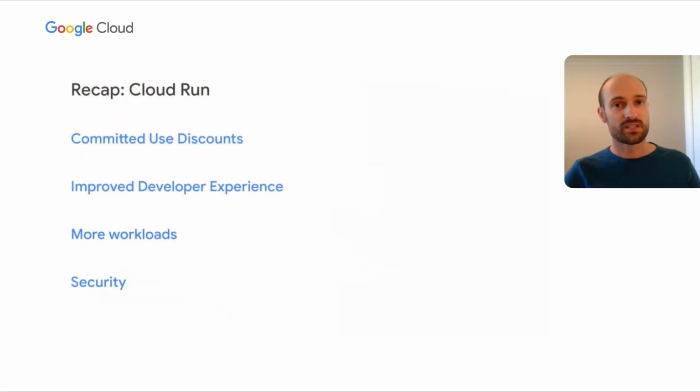So to recap, we have added many things to Cloud Run. The first is committed use discounts, allowing you to get a discount of up to 17% on the amount you commit. We've improved, and we are continuously improving, its developer experience with local development, deploy from source code, and more metrics. We've increased the workloads that you can deploy to Cloud Run with CPU allocation controls, a second generation execution environment, or just by pushing the limits of Cloud Run. And lastly, we made it easier to secure your Cloud Run services.